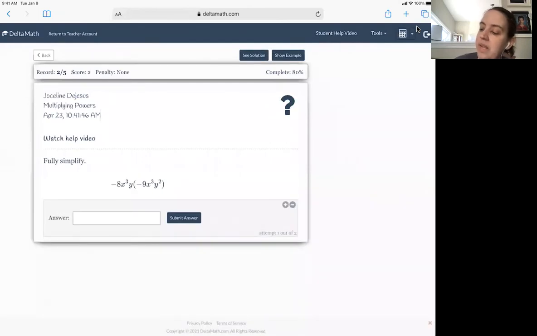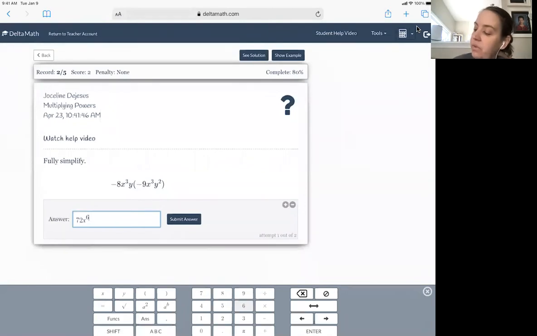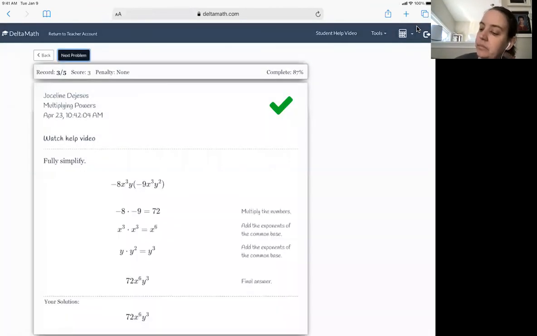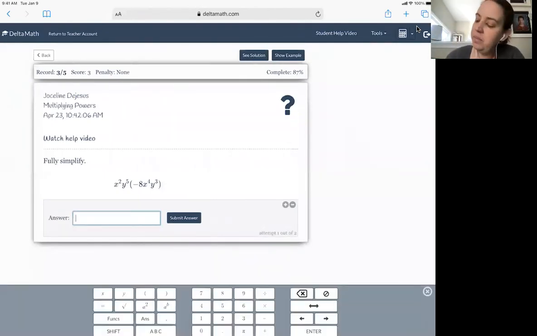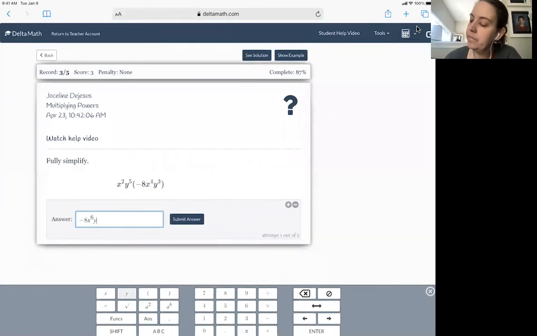The next one with multiplication here, -8 times -9 is going to be a +72. x cubed, we add those, becomes x to the 6th. For the y's, I have y and y squared, that together would be y to the 3rd. On this one, there's a 1 in the front, 1 times -8 is going to be a -8. x squared and x to the 4th would be x to the 6th. And y to the 5th and y cubed becomes y to the 8th.